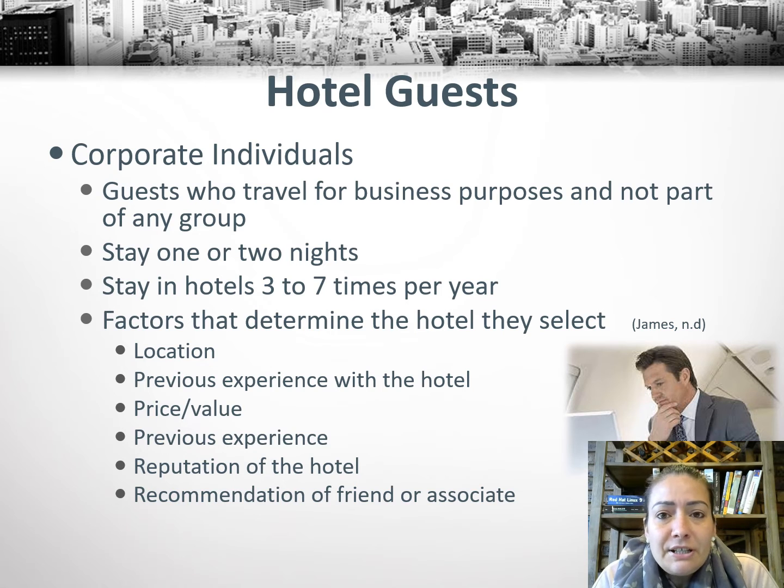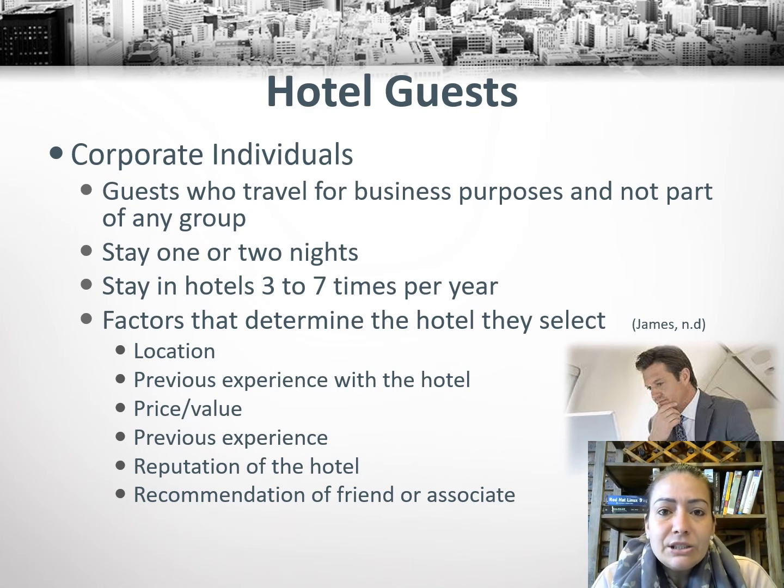So the first type of guest that visits a hotel, and a very popular guest that we find at hotels, is your corporate individual, also known as your business traveler or your business individual. Corporate, as we know, stands for business, and individual is one person. So it's normally one individual that travels. They only travel for business purposes, and they are not part of any group. So it's normally an owner of a company.